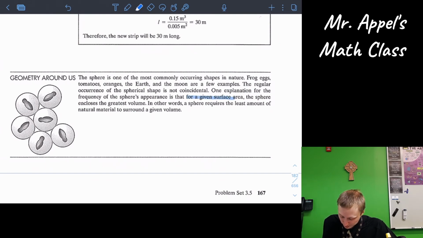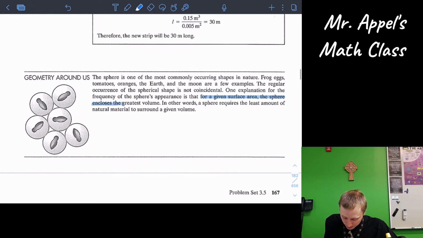For a given surface area, the sphere encloses the greatest volume. In other words, a sphere region requires the least amount of natural material to surround a given volume. So if you're trying to conserve resources, as most biological entities are wont to do, you want to enclose your egg requiring as little pieces to collect from the environment as possible, the spherical shape is the way to go.